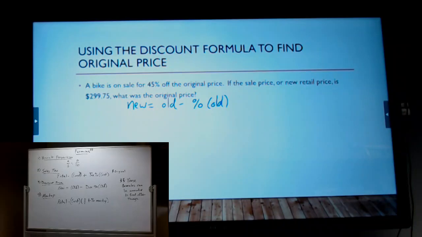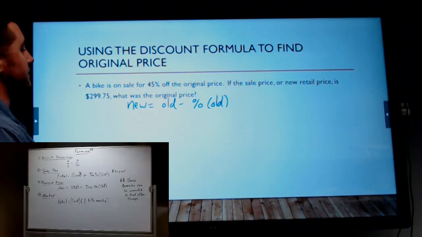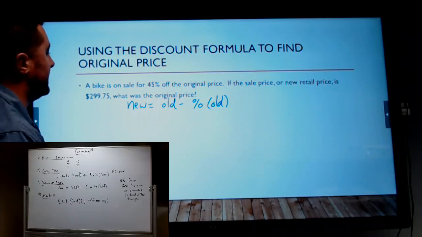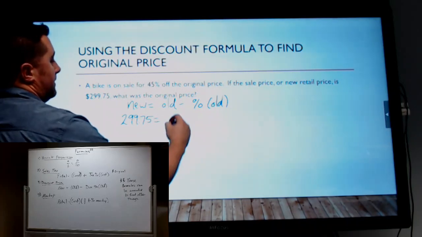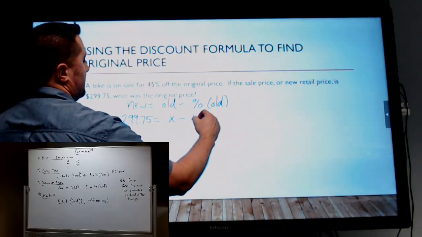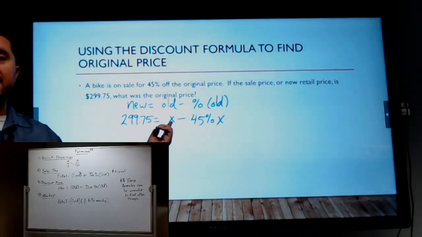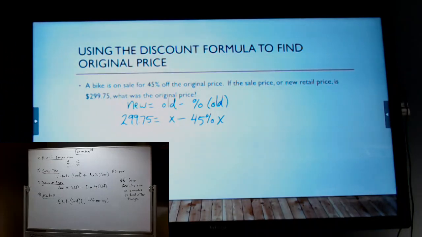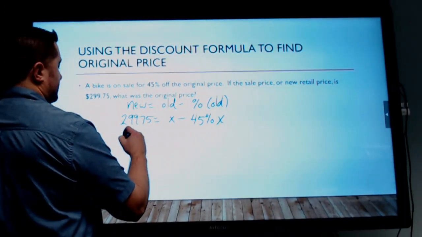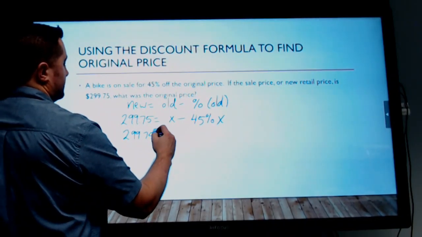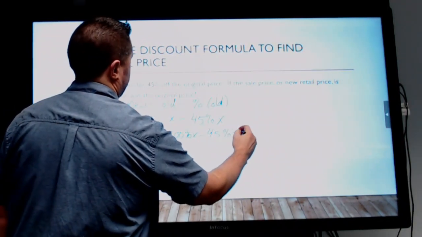So, all right. New is equal to old minus the percent of the old. So, fill in what we got. A bike is on sale for 45% off the original. If the new price is $299.75, what's the original? So you got $299.75. We don't know the old one, so we'll just call that X. We know that the percent off is 45%. Again, how many X's are right here? 1. So what is 1 times 100? 100. So 299.75 is equal to 100% of X minus 45% of X.